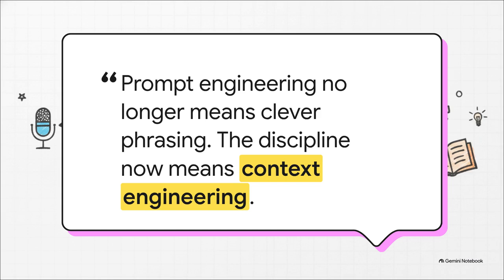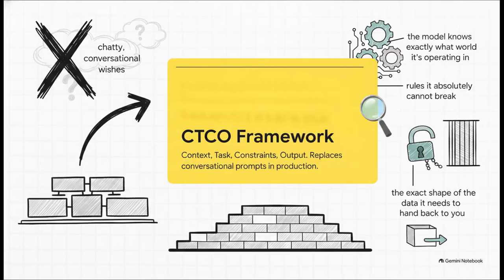Let's just shatter a really common illusion right out of the gate. Getting good AI outputs, it is no longer about asking nicely. As the 2026 production manual states, it's really about context engineering. We're designing the entire context window to act as a strict bridge. It's a bridge between a probabilistic generator, the AI model itself, and your deterministic, completely predictable software systems. Which means it's time to say goodbye to those chatty, conversational wishes.